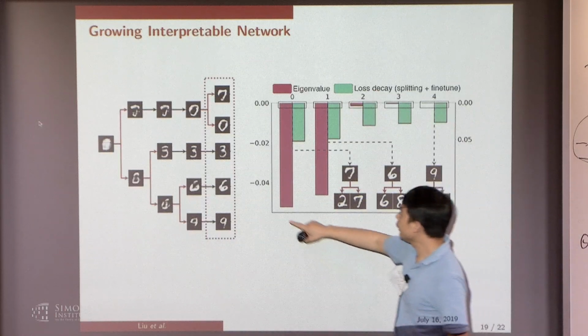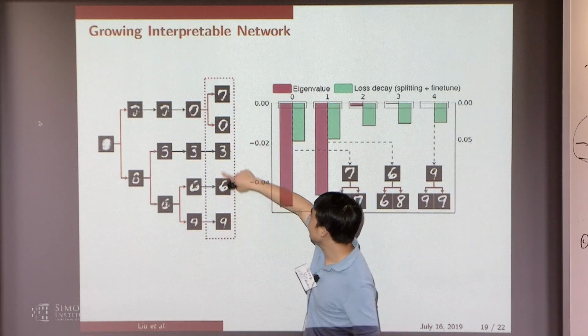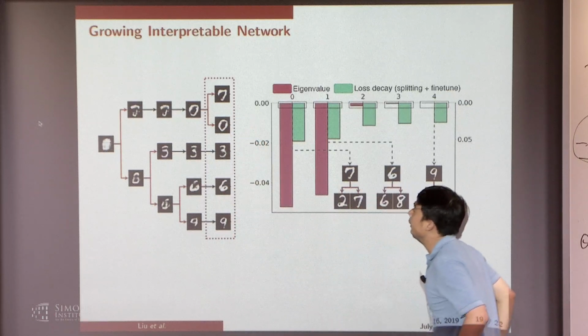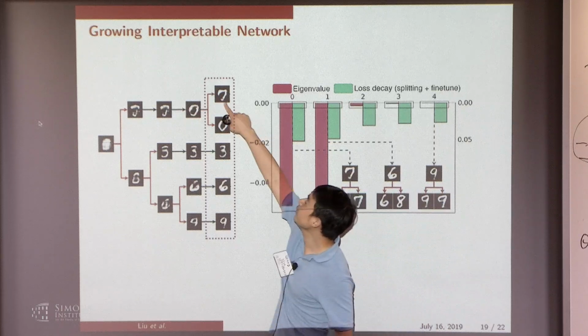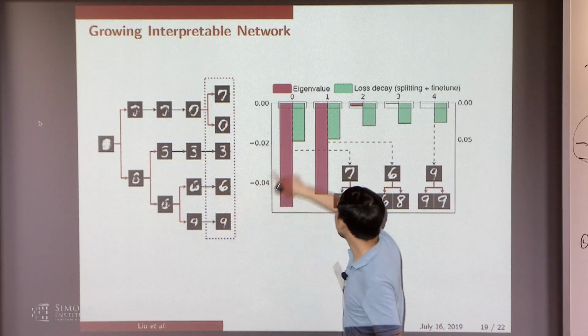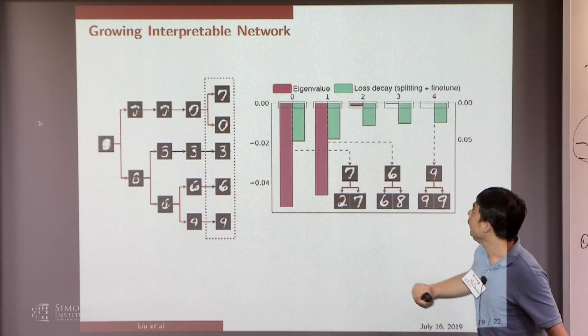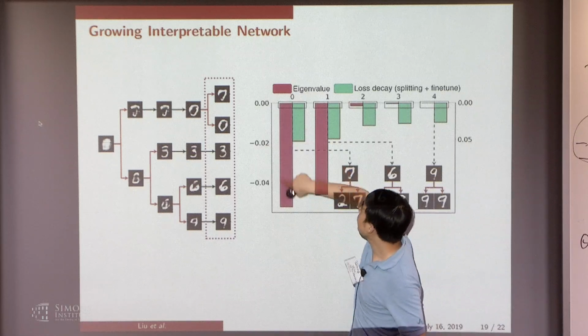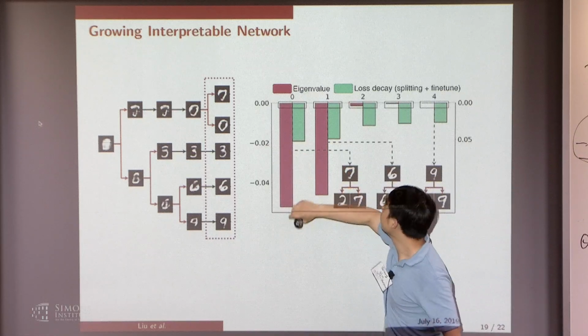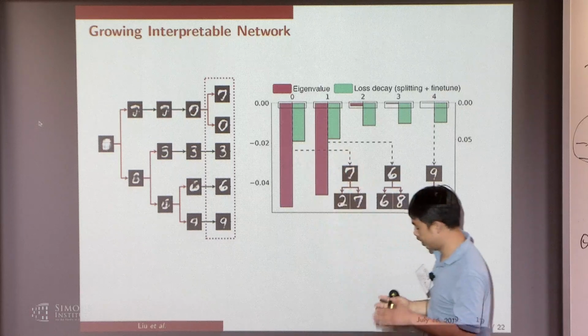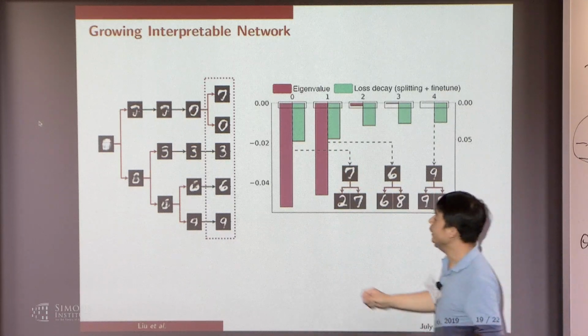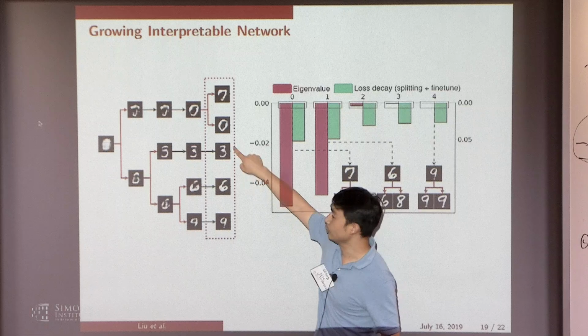So this is looking at a particular step. In this case, we have 5 neurons. And then what we did is we calculate the eigenvalue for each of the neurons. So we have 5 of them, right? And this pink bar is the eigenvalue. And this green thing is the actual loss if we end up splitting each of the neurons, right?